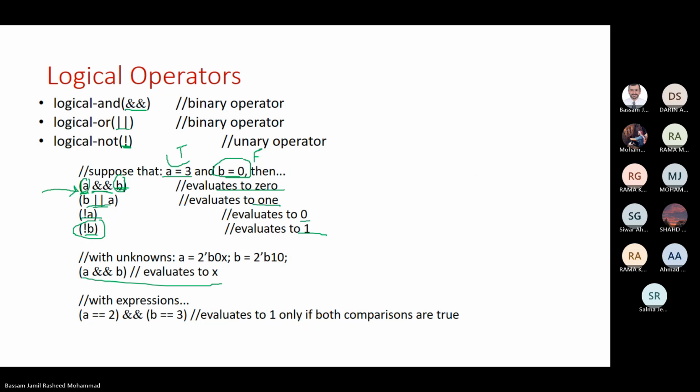So here I can do an expression. I'm doing logical ANDing here of what? I'm checking if A equals 2. Is A equal to 2? No, A equals 3, so this is false. And is B equal to 3? No, B equals 0, so this is false. So false ANDed with false will be false.